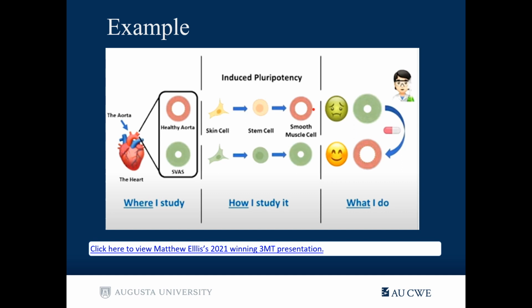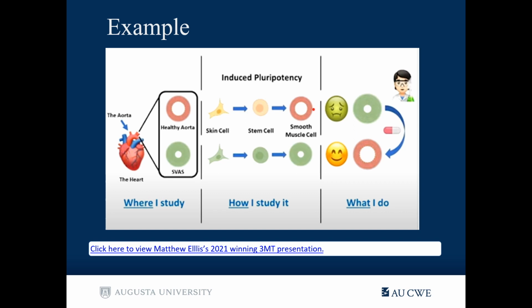So let's take a look at some examples. Here's a slide by the winner of the 2021 3MT competition at Yale, Matthew Ellis. I've put a link to the presentation below, and it's available in our references page as well. His presentation was entitled Using Stem Cells to Model and Treat Cardiovascular Disease.